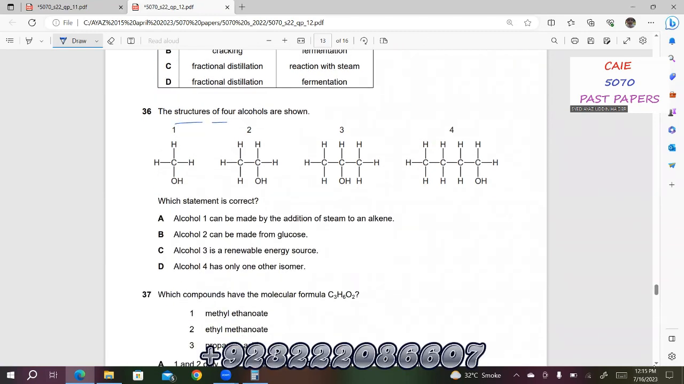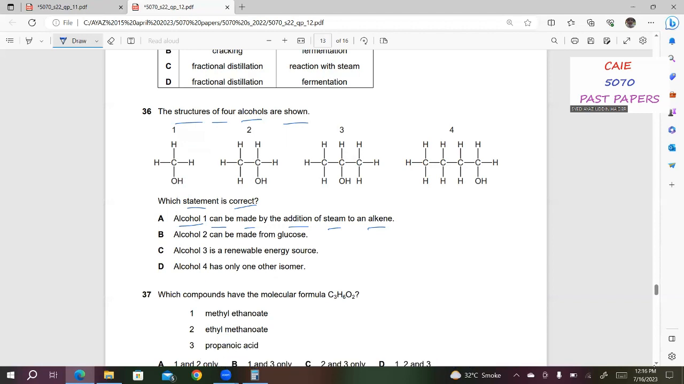36. The structures of 4 alcohols are shown. We have 1, 2, 3, 4. There are 4 alcohols. Which statement is correct? A. Alcohol 1 can be made by the addition of steam to an alkene. You can't get alcohol 1 by addition of steam to an alkene, because alkene starts with ethene, in which there must be 2 carbon atoms. So you can't get this from alkene.